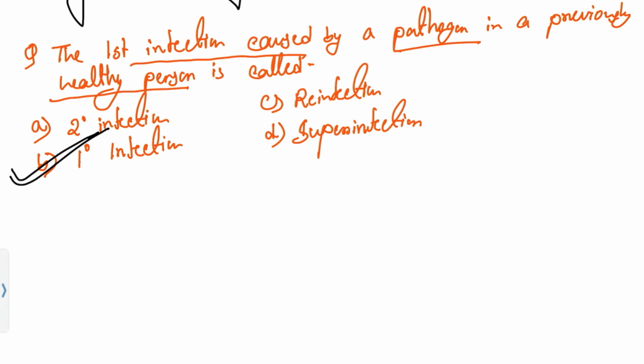Why not secondary infection? Because secondary infection means this is not the first time patient is getting infections. Already patient got that previous infection, due to that patient's body is compromised. That's why he got again and again the infections will be coming under secondary infection. That's why secondary infection is not the answer.